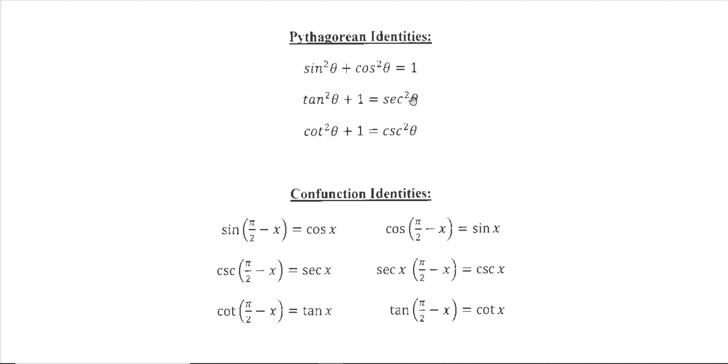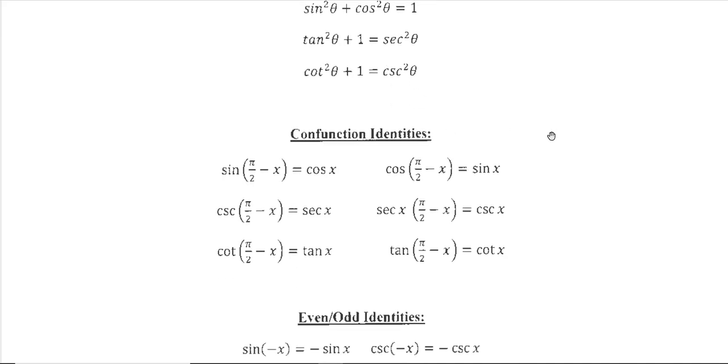And the other Pythagorean identity comes very similarly. If we take the entire sine squared plus cosine squared equals 1 and divide everything by sine squared. Sine squared divided by sine squared is 1. Cosine squared divided by sine squared is cotangent squared, equals 1 divided by sine squared is cosecant squared.